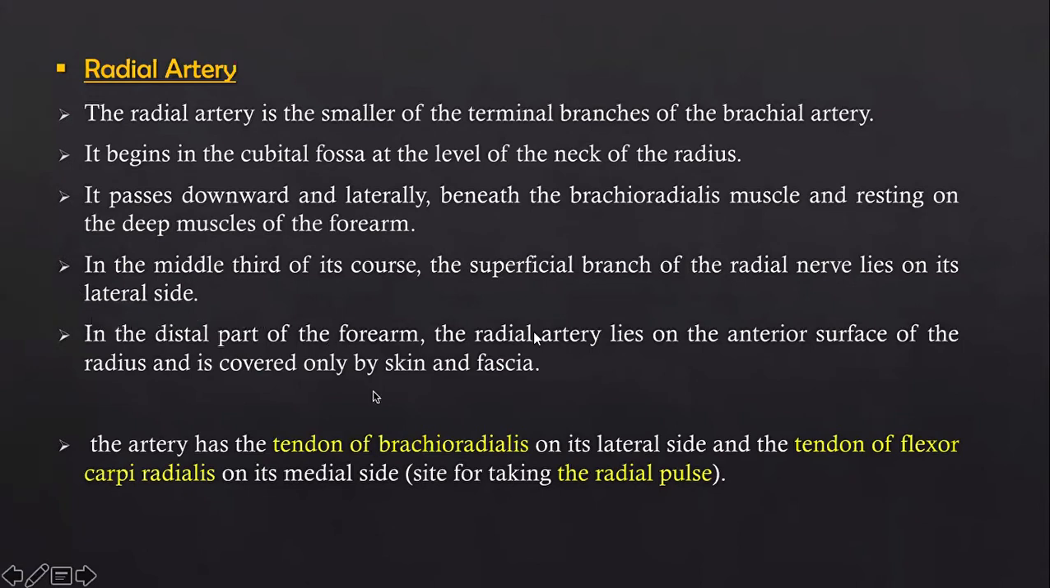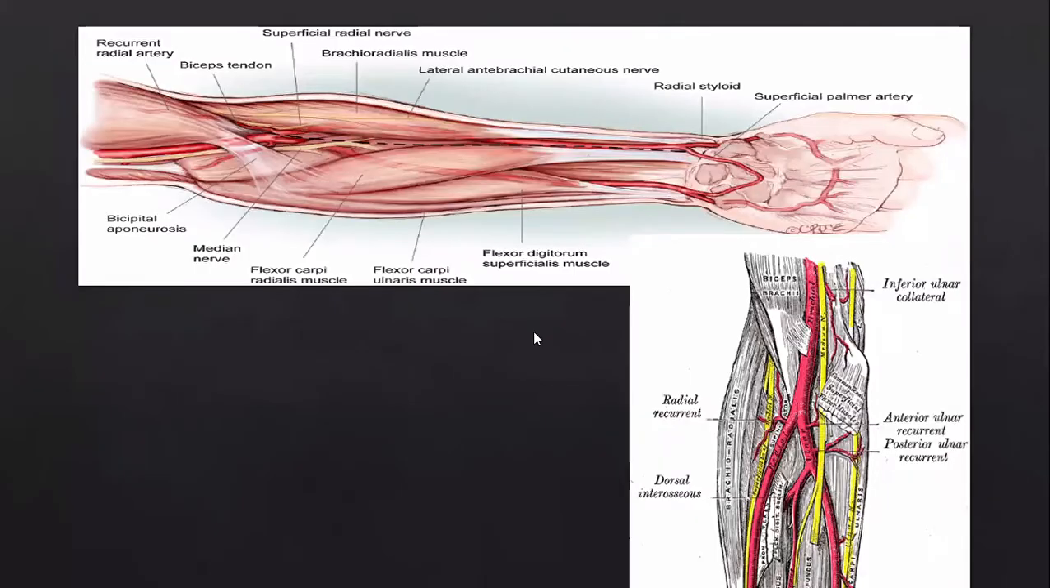In the distal part of the forearm, the radial artery lies on the anterior surface of the radius and is covered only by skin and fascia. The artery has the tendon of the brachioradialis on its lateral side and the tendon of the flexor carpi radialis on its medial side. So this is the site for taking the radial pulse. This is the radial artery, and this is the ulnar artery.